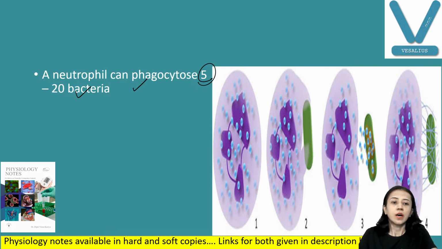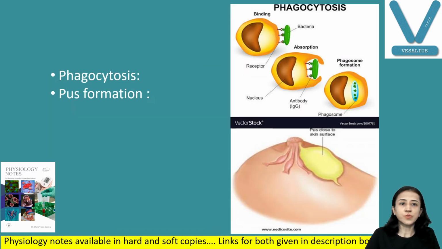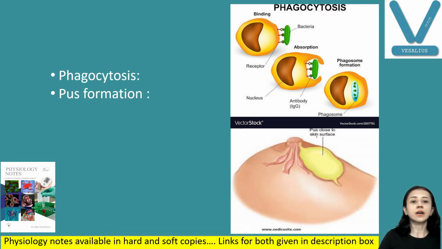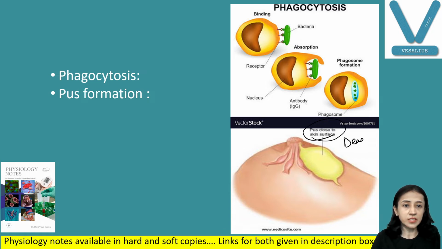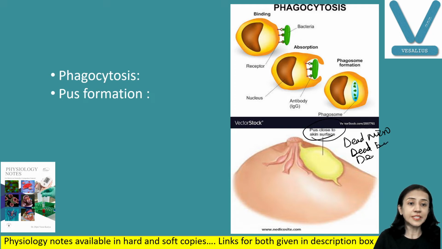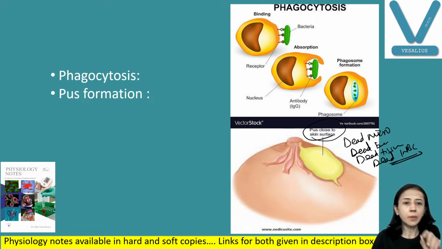Now, this we have already discussed, the phagocytosis process. You can see here, first of all, there is opsonization and followed by phagocytosis. Okay, fine. And there is also pus formation. Pus contains dead microorganisms, dead bacteria, or any other microorganism, dead tissue cells, and our fighters also, dead WBCs also. They all form pus.